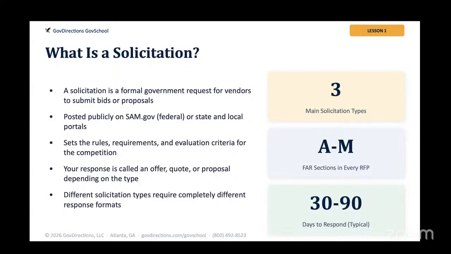A solicitation itself is a formal government request for vendors and contractors to submit a response to their call for a bid, proposal, source sought, request for information, et cetera. They're posted publicly on SAM.gov, the System for Award Management, primarily those where they're looking for a larger transaction, usually about $25,000 or above. Or they're posted on one of the state and local government portals or publication sources.